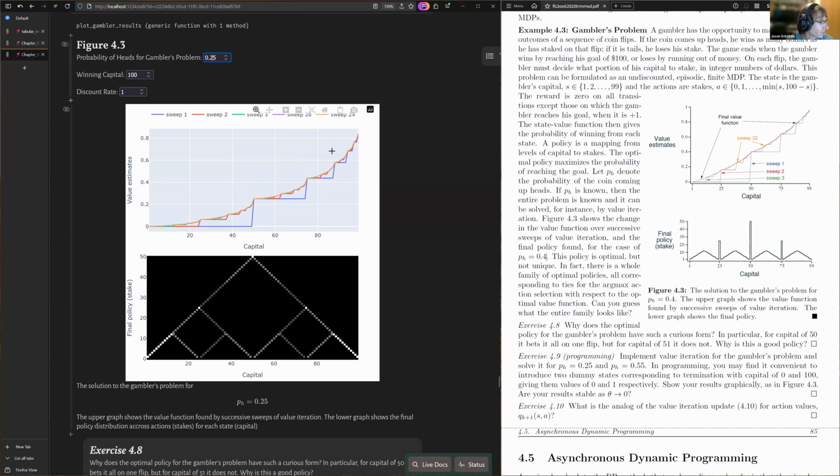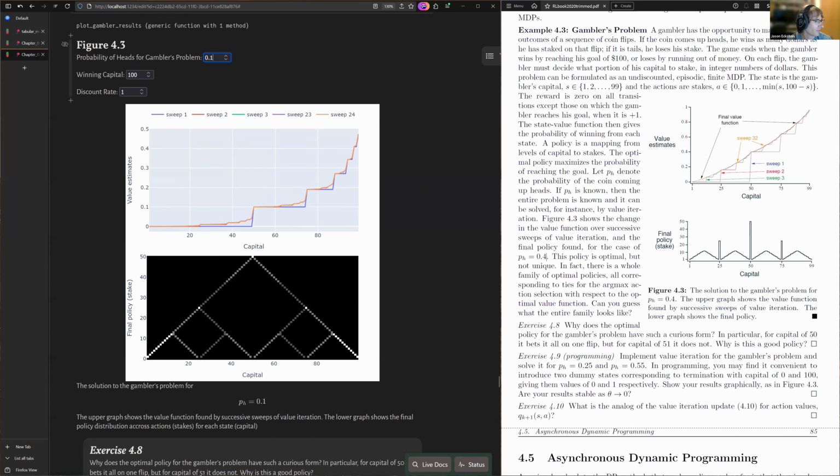We still have this probability of winning greater than 0.5 for a capital of, like, 90, for example. We have about a 60% chance to win, even with a coin which is this bad. But it looks like the policy is the same. Let's try this with 0.1.